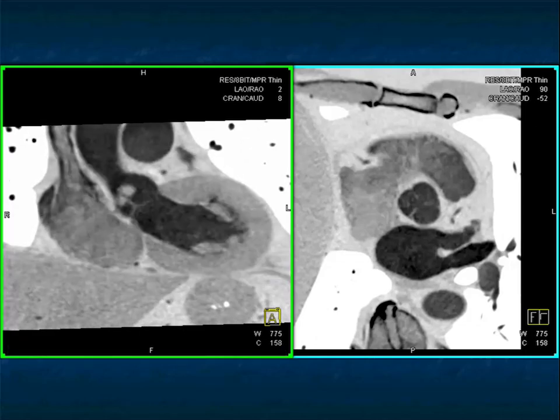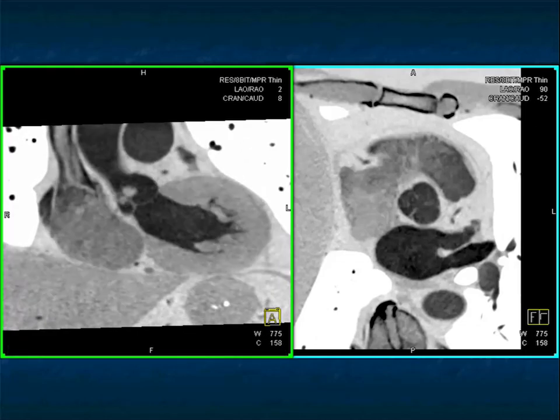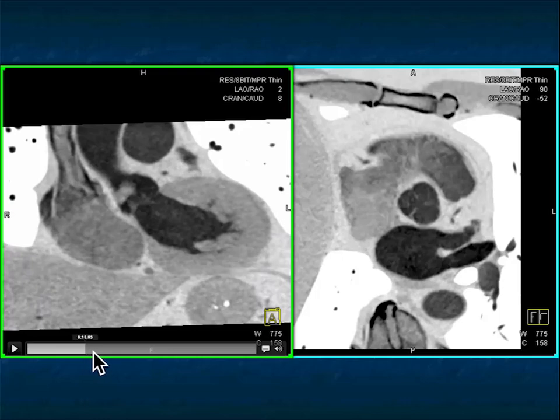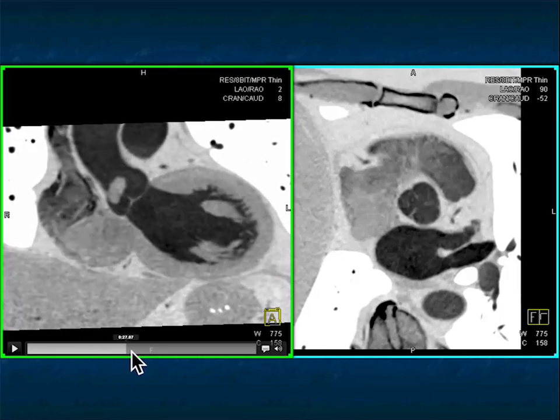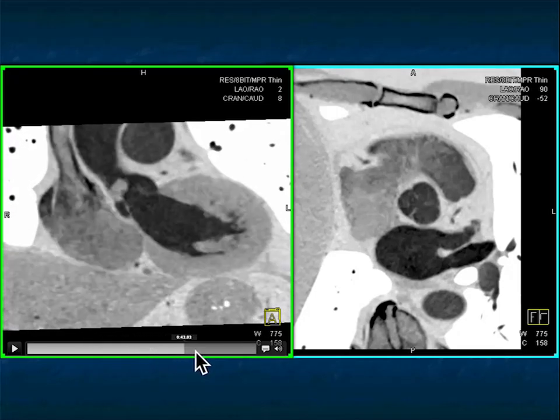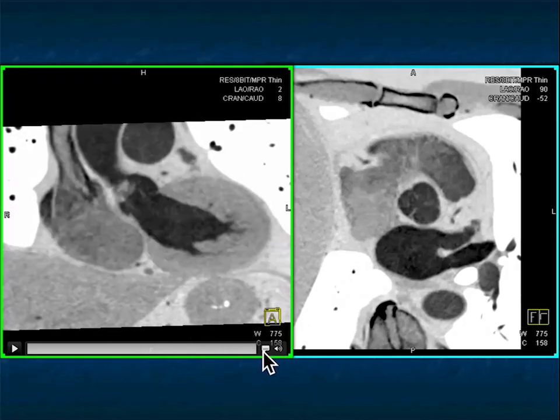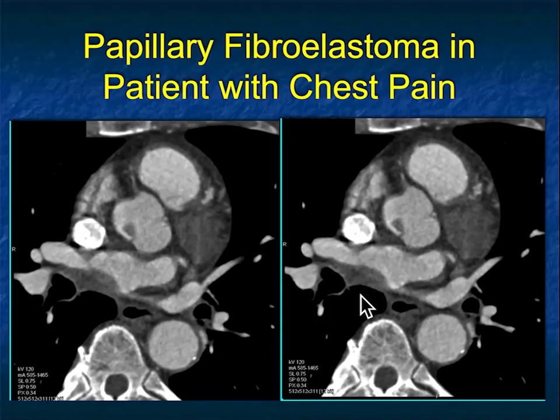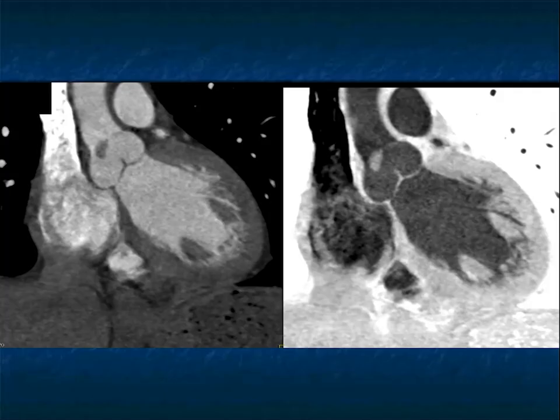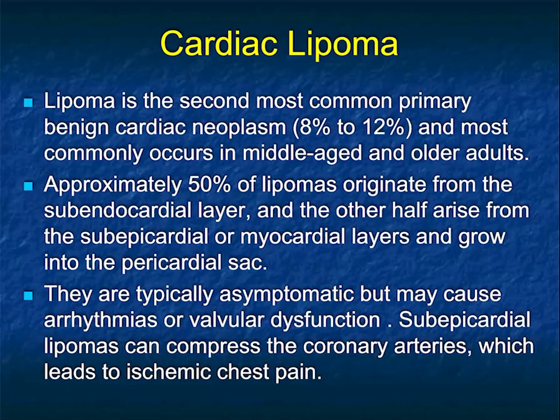The endoluminal views with black blood are particularly good at looking at these lesions. I think it's a very nice way of looking at them. It makes it easy to recognize them. So you can see a very classic fibroelastoma there. And again, it's something you should be able to recognize. Another patient with chest pain, similar finding. You can see this small lesion arising from the aortic valve leaflet. Here it is again.